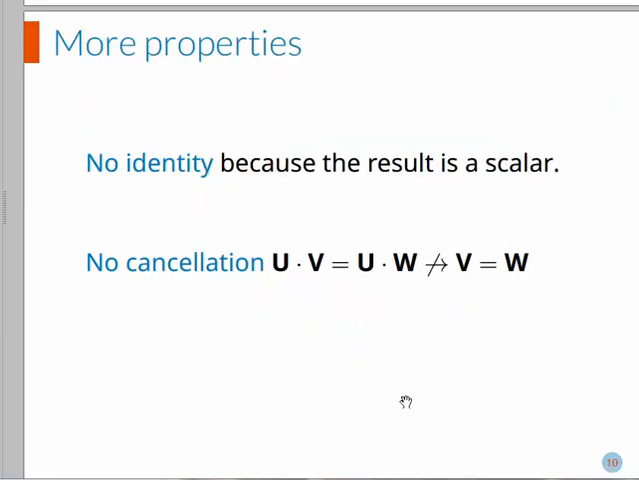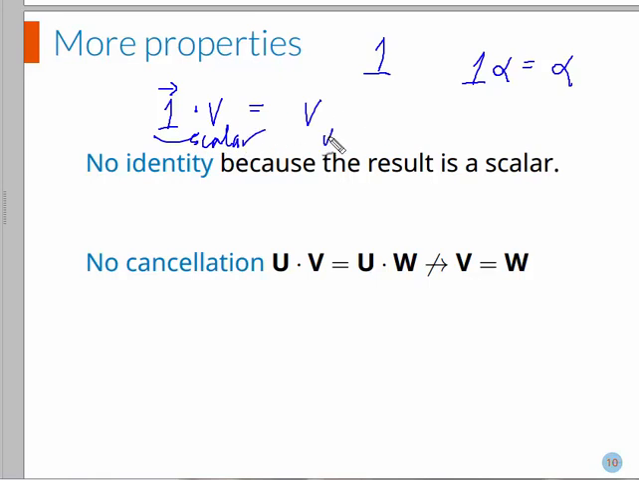Now here are two more properties that are interesting. In the real numbers, we have an identity, which is 1, so that 1 times any scalar alpha is equal to alpha. In dot product, there is no vector, say vector 1, we'll make it be a vector, dotted with v, so that the result is v. Because this is a scalar, and this is a vector, and vectors and scalars aren't equal to each other. So there's no identity at all.